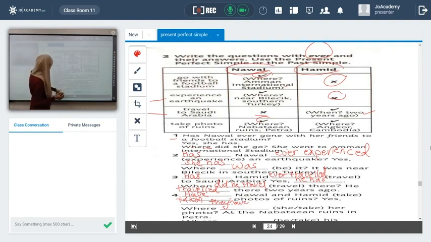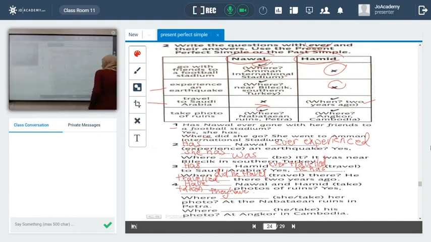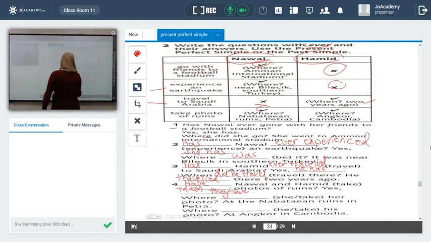Yes, they have taken. That's it here, so we stop here. Now let's continue. Where does she take her photos? We're asking about Nawal, so I will write the answer here because the space is small.